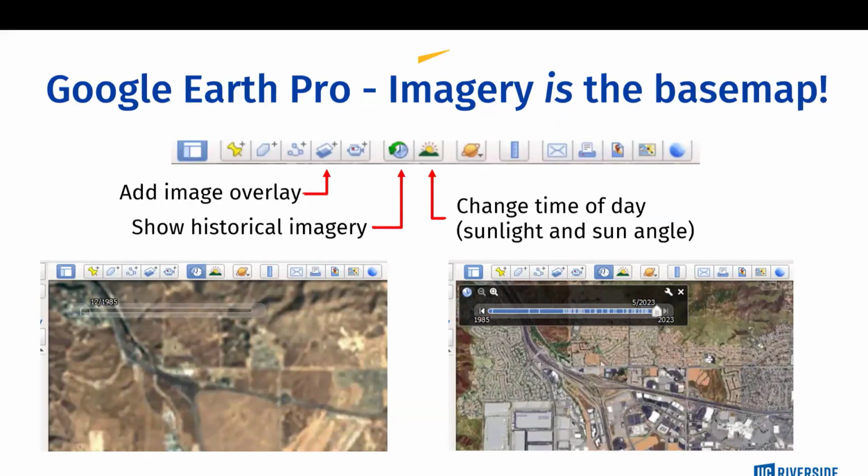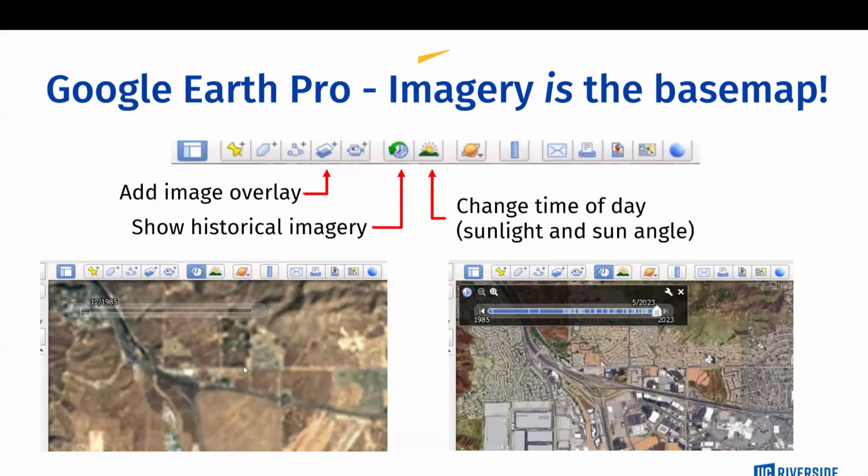And then Google Earth Pro imagery is the base map. That's its shining feature. I wanted to show you just some of the things you can do with Google Earth Pro. Remember, I had on a few slides ago, you have to go add image overlay to get a separate image into Google Earth Pro. They also have just a button you can push to do that.